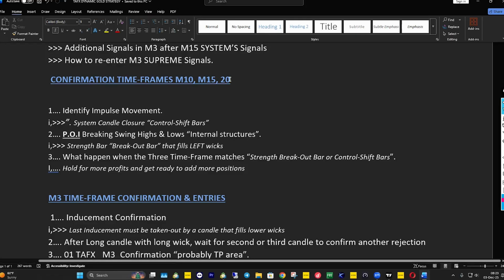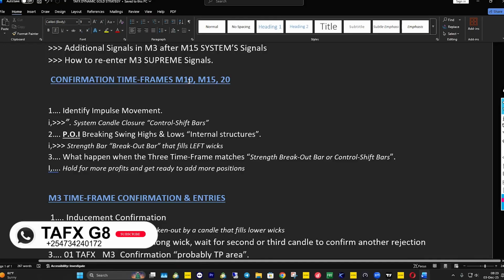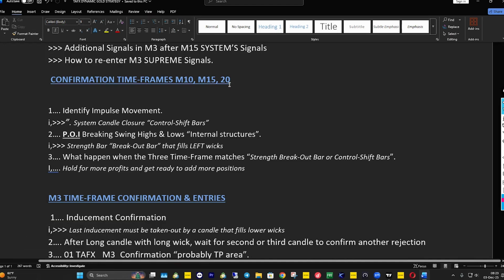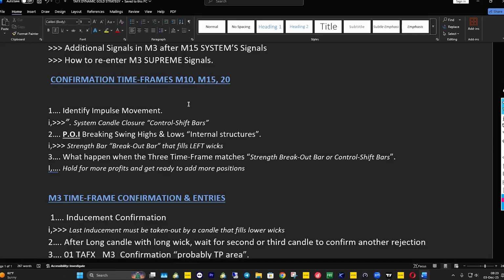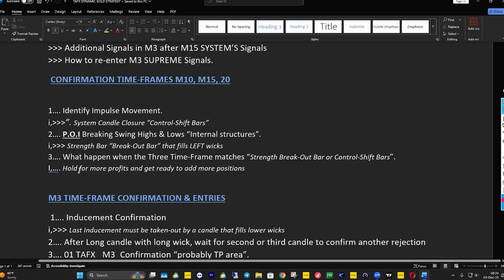There was a time, I think last week, we made more than 8,000 in one trade, not in a full day, in one trade, because when all of them match, there is a great opportunity. And those are the secrets that we are going to show you guys, because we don't want anyone to learn our strategy unless you have our system. Oh my. So that's when we hold for more profit and get ready to add more positions.